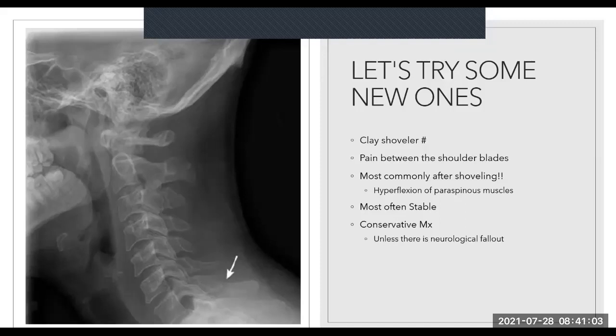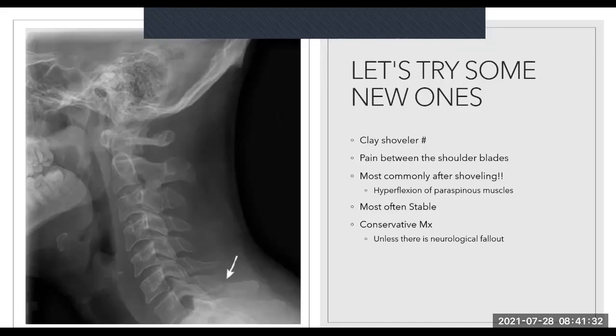So we had covered some of the more common examples in the previous ones, but if you have a look at this particular one, we're actually looking at a spinous process fracture, okay? This one is called a clay shoveler fracture. These patients come in with pain between their shoulder blades, most commonly after shoveling. That's why it's called a clay shoveler fracture. It's not something you see every day. It's just something for people to recognize and see, all right?